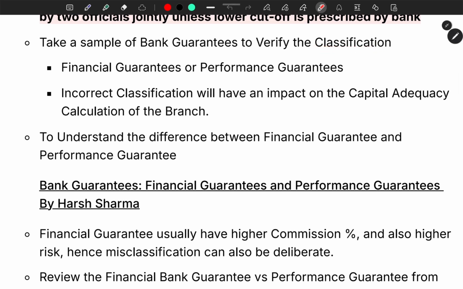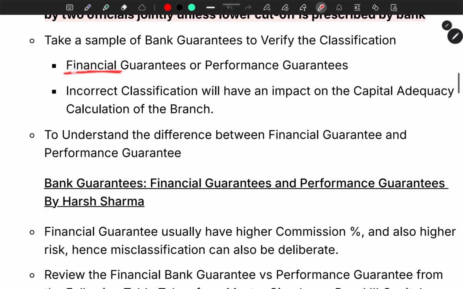Now, why is the classification very important? A bank guarantee can be classified into a financial guarantee or a performance guarantee. RBI says you should usually issue financial guarantees. You should not issue performance guarantees usually, because a bank's business is usually financial related, not performance related. We can talk about the differences.